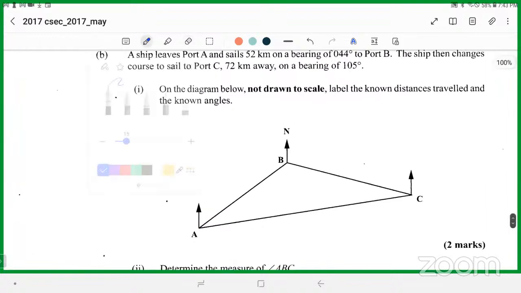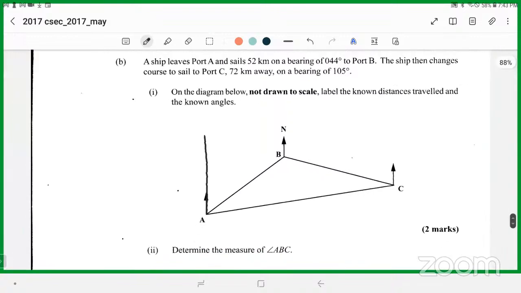So I'm going to extend this north line all the way up here. I do that in the exam room too, extending it up.